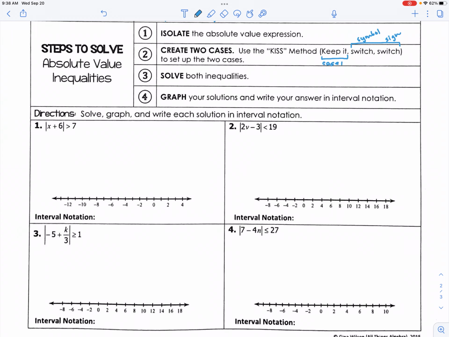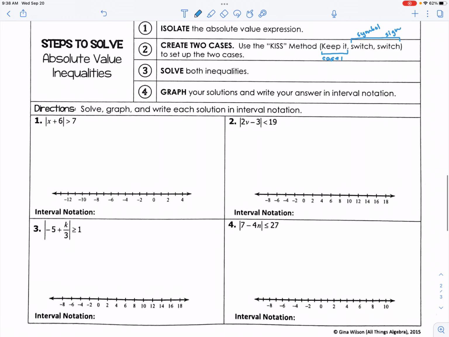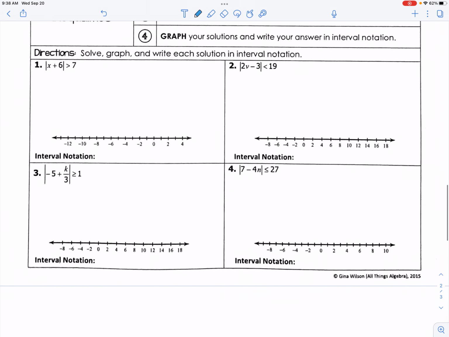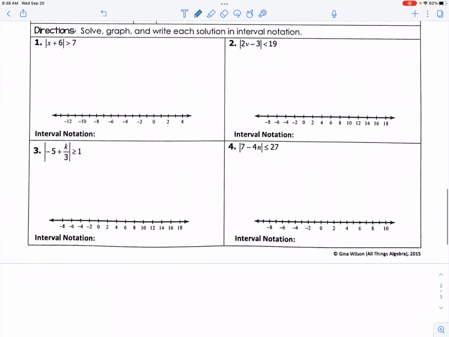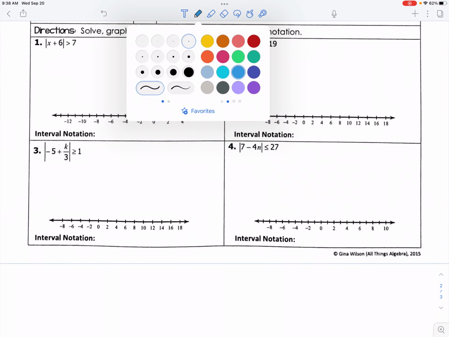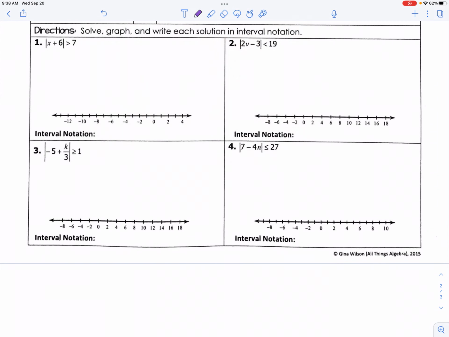So just like before. So when we look at problem number 1 here, and then of course solve both inequalities and then graph, and then we're going to put an interval notation. So looking at number 1 here, isolate the absolute value. It's already by itself. There's nothing in front of it, nothing after it. So we are going to make our two cases.